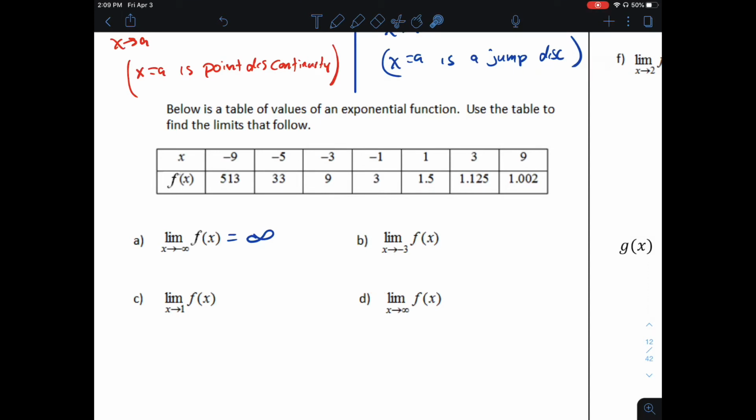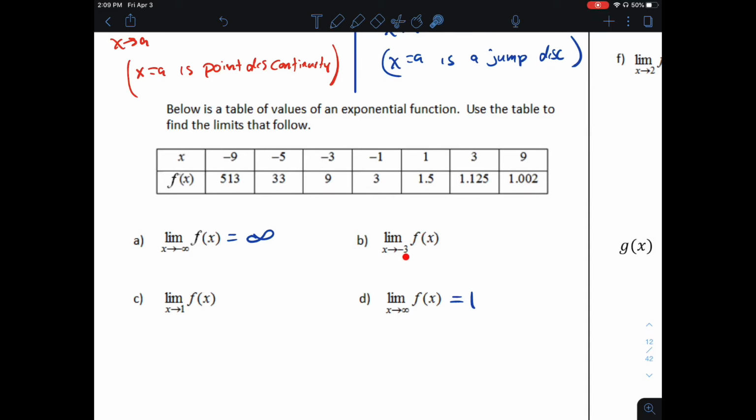Let's do this one here next. What's the limit of f of x as x approaches positive infinity? As we move to the right, it looks like these numbers are growing and they are bounded by whatever this horizontal asymptote is, and it sure looks like it's 1. We don't know if it's 1 for sure, but we're guessing that it's 1 or something close to 1.